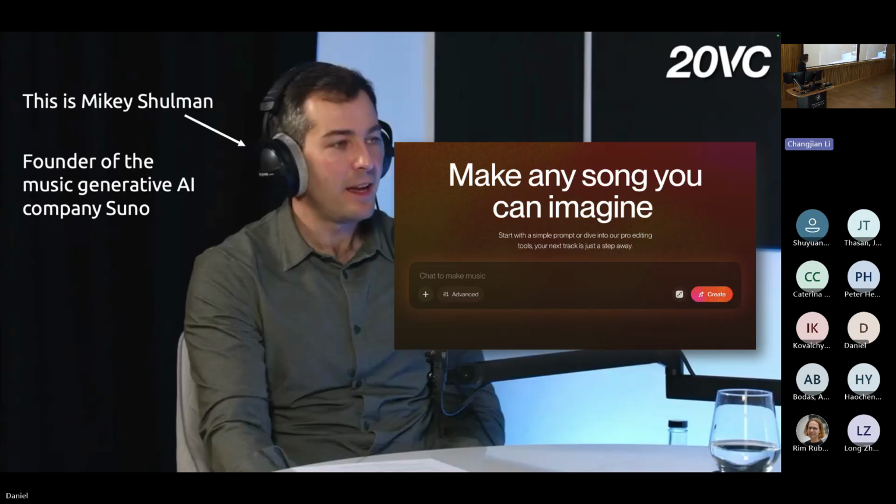Okay. So I don't expect most people to know who this is. This is Mikey Schulman. He is the founder of the music generative AI company Suno. Suno is something that I expect some people in the audience have probably heard of. But if you haven't, you can think of it as sort of like the ChatGPT of music. It's basically a system that lets you prompt your way towards creating songs. You can describe a genre, you can put in lyrics, and it spits out audio for you.